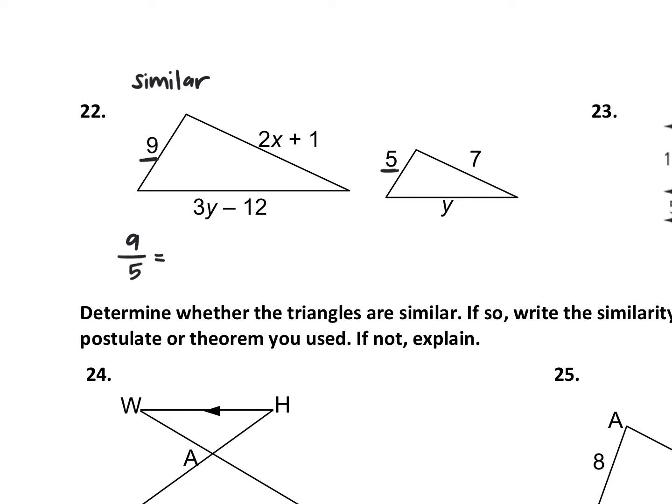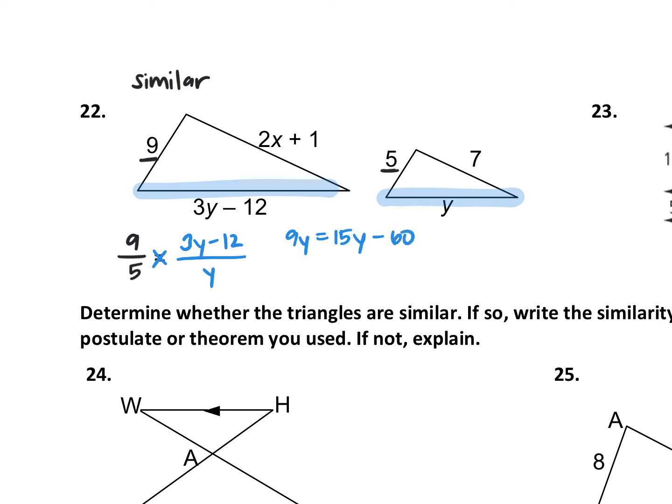9 corresponds to the side length of 5. And then I'm going to pick another side length that only has one variable in it for both of them. So I'm going to choose this length and this length here, my hypotenuse in both of those, assuming that these are both right triangles. So I'm going to have 3y minus 12 divided by y. Now I chose this one because you could have chosen the x one too. We're going to have to in a second, but let's go ahead and cross multiply and solve. So I'm going to get 9y equal to 15y minus 60.